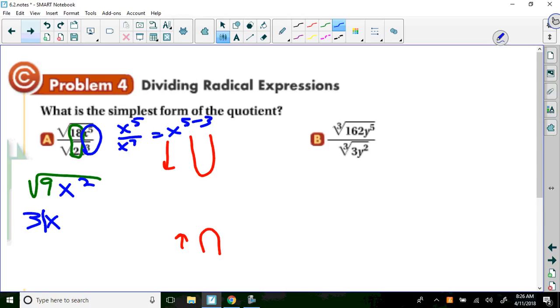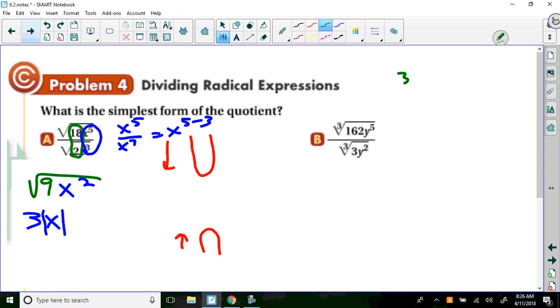Absolute value on the x, because that original index was even, because the power on that x is odd, and the even, odd rule. If you don't have the absolute value on these, not the end of the world, but we should kind of be cognizant of the fact that we need it on this one. Okay. All right, let's see if we can do that on number B.